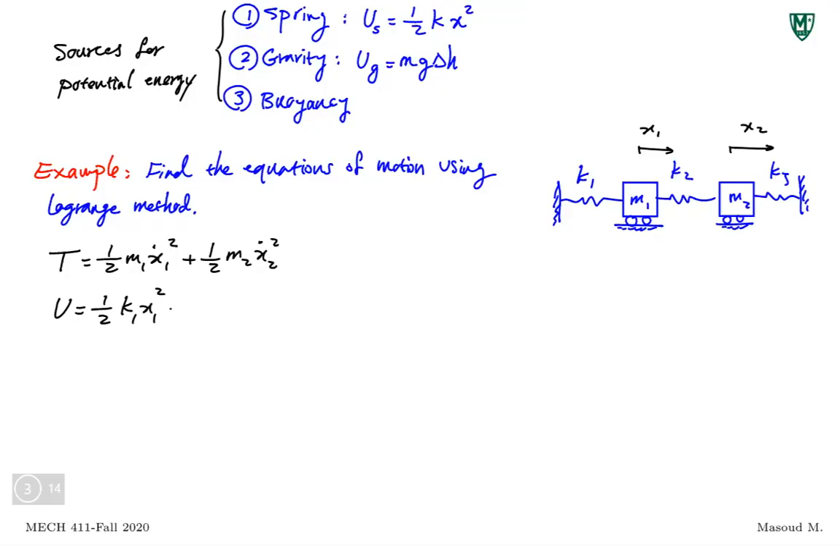For the second spring, right, it's between M1 and M2. So 1 over 2 K2 (x1 minus x2) squared. Right, the difference, how much K2 is stretched or compressed. Well, whatever is the difference between the displacement of mass 1 and mass 2. And we have the last spring, 1 over 2 K3 x2 squared. Like how much K3 is stretched or compressed? Well, it depends on the displacement of mass 2.